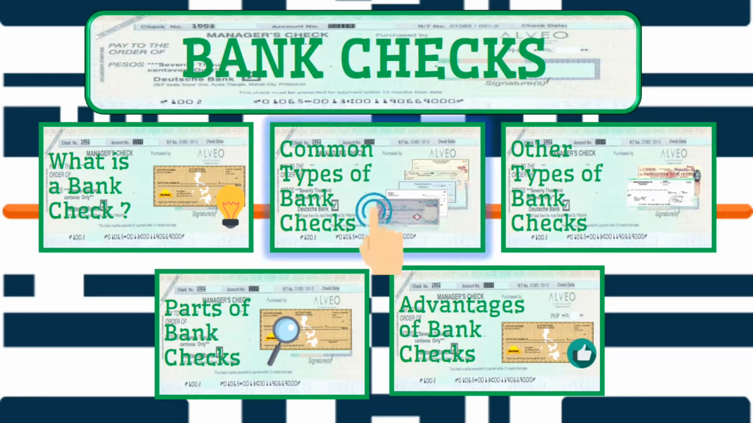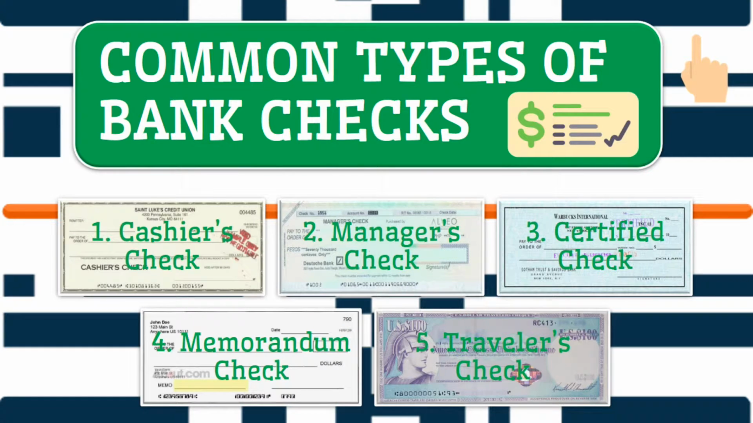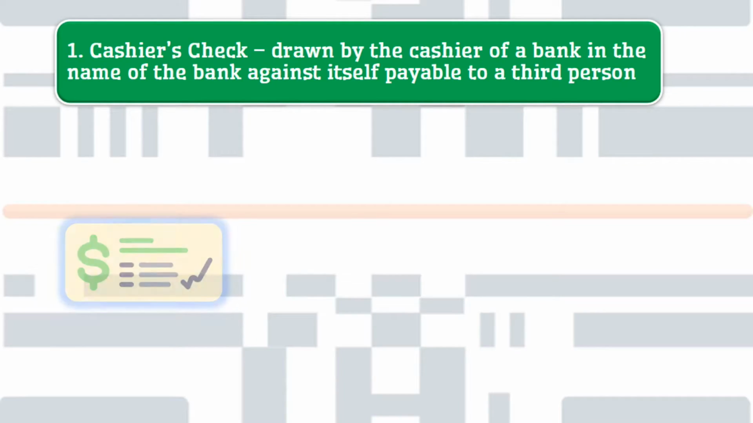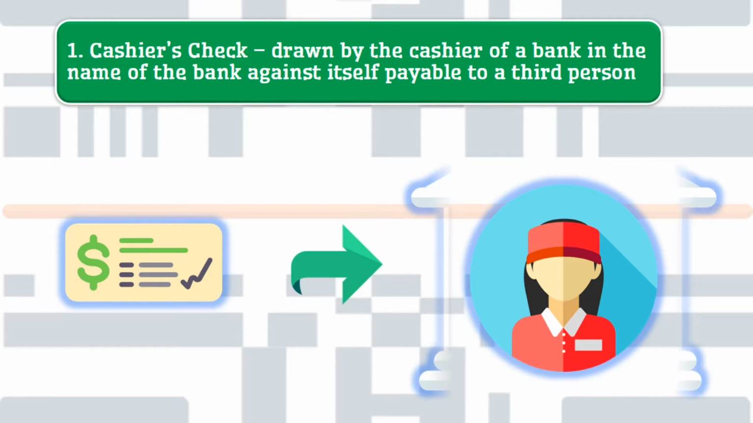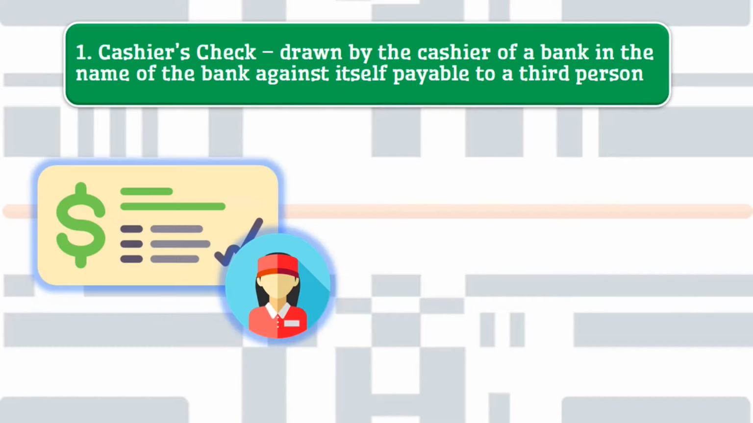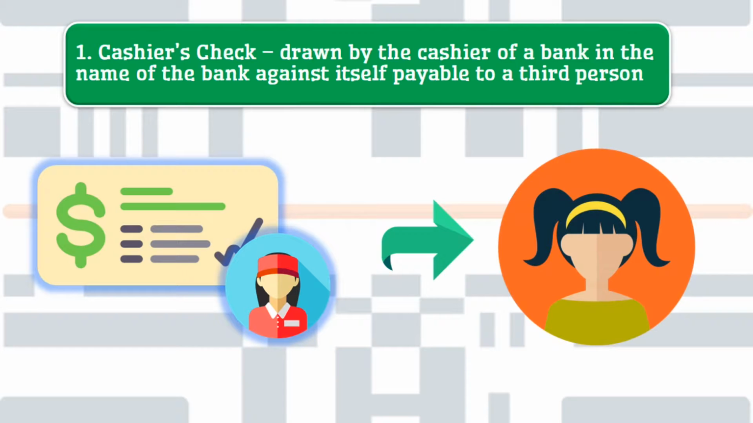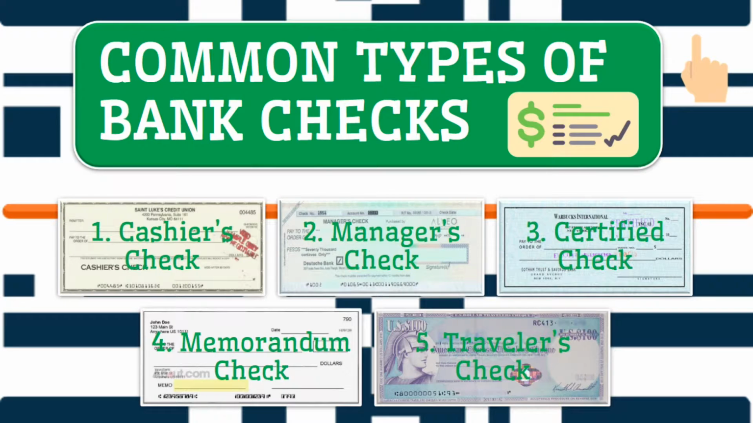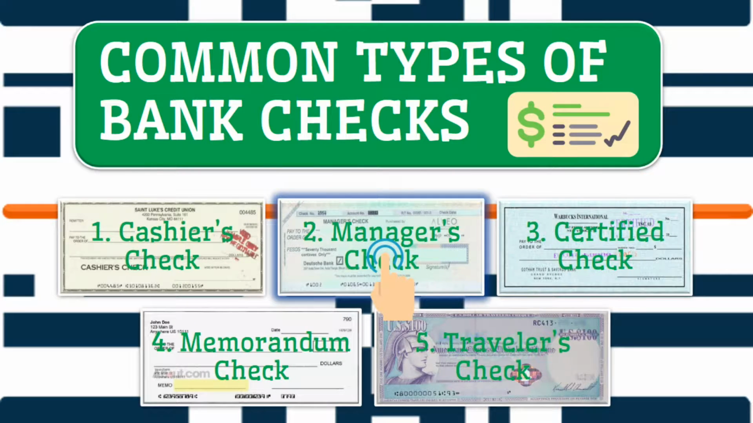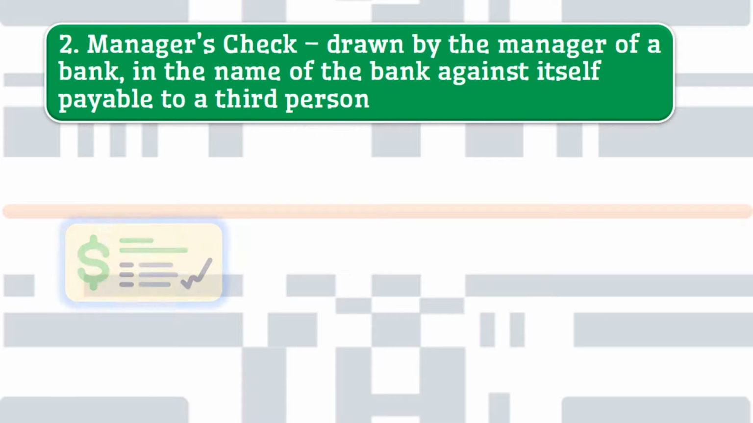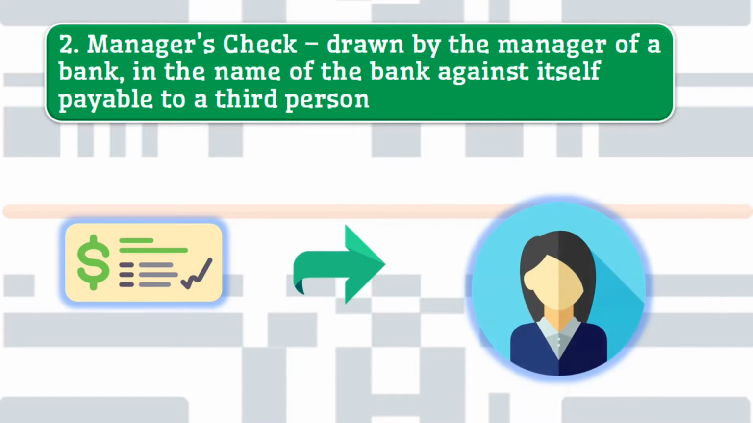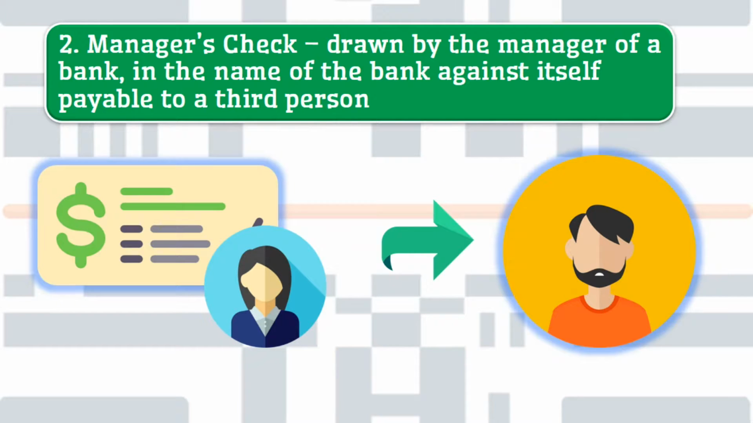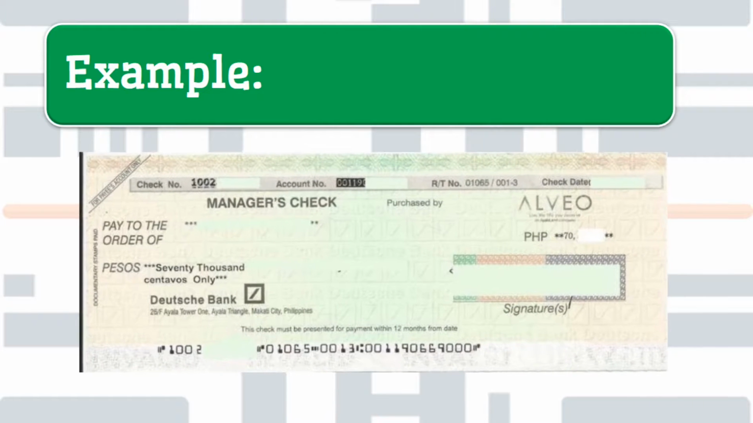Next are the common types of bank checks. So there are 5 common types of bank checks. First is cashier's check. Cashier's check is drawn by the cashier of a bank in the name of the bank, against itself payable to a third person. Here is an example. Second, manager's check. Manager's check is drawn by the manager of a bank in the name of the bank, against itself payable to a third person. Here is an example.